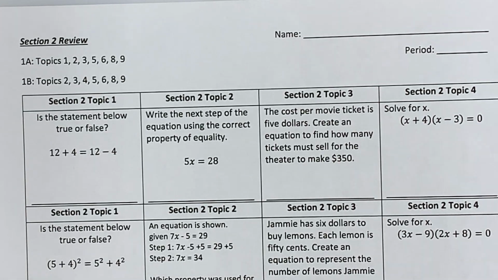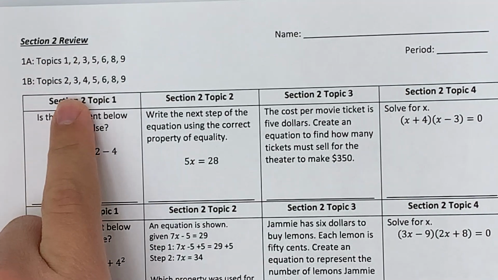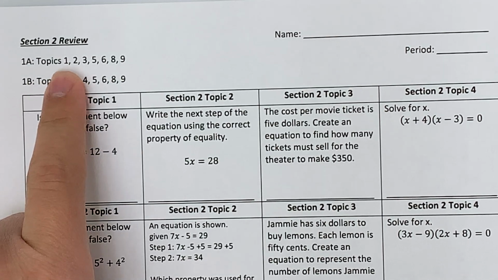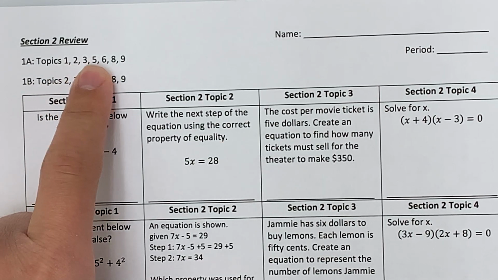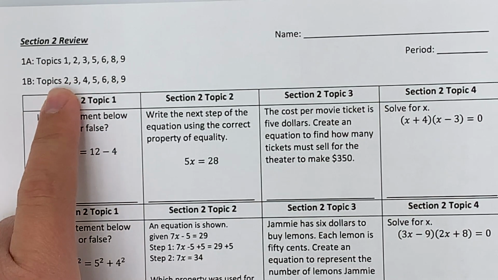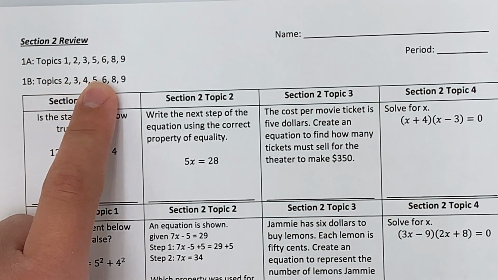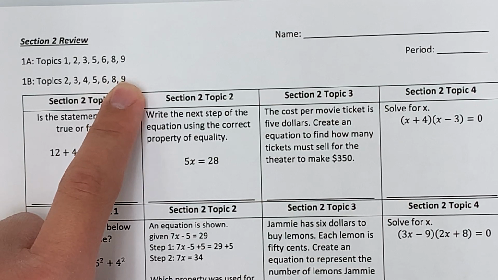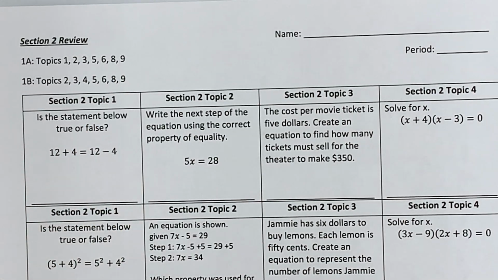All right, class, let's go ahead and review section 2. So 1A, you're going to want to review topics 2, 3, 5, 6, 8, 9, so not 4. And then 1B, you're not going to review topic 1, but 2, 3, 4, 5, 6, 8, 9. Okay, so let's go ahead and get started with section 2, topic 1.